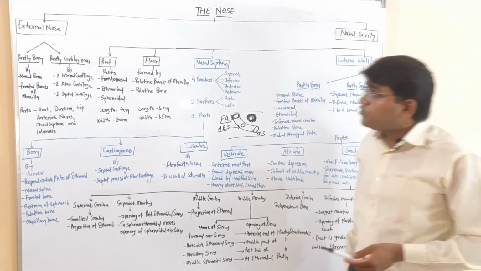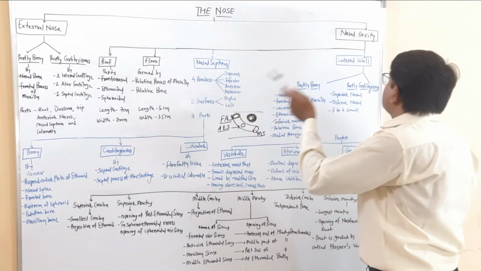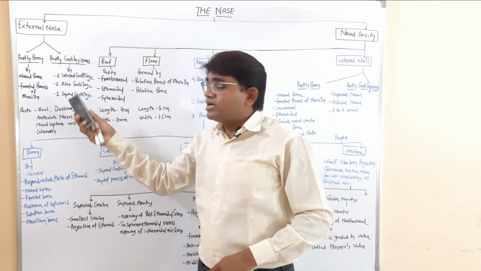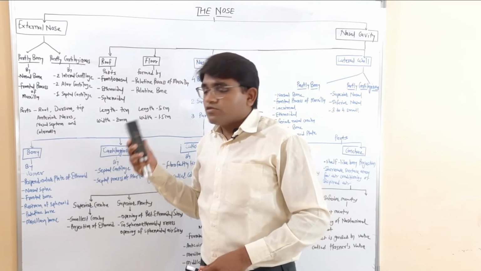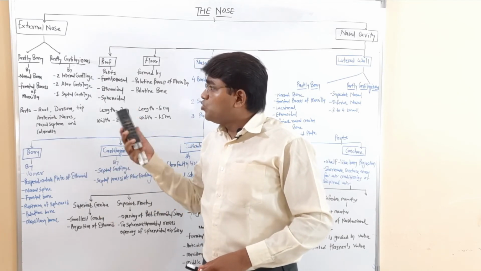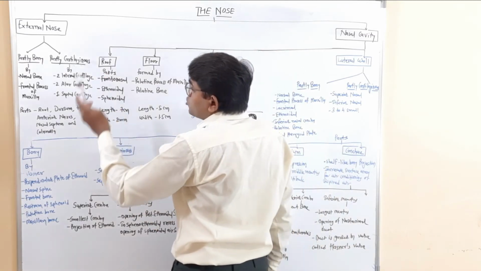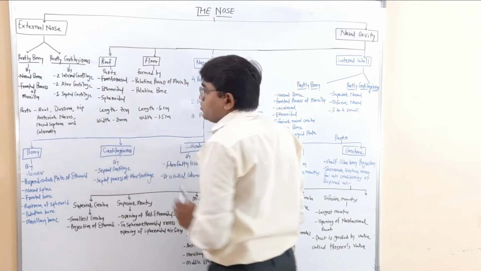Let me quickly review the external nose. The two main parts of the nose are the external nose and the nasal cavity. The external nose is partly bony, partly cartilaginous. The bones participating are the nasal bone and frontal process of maxilla, and the cartilages are two lateral cartilages, two alar cartilages, and one septal cartilage. Parts of the external nose: root, dorsum, tip, anterior nares, nasal septum, and columella.